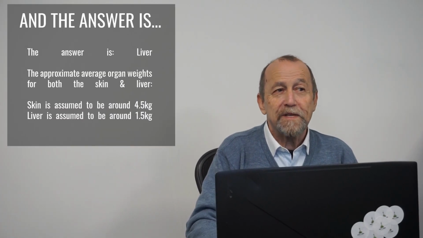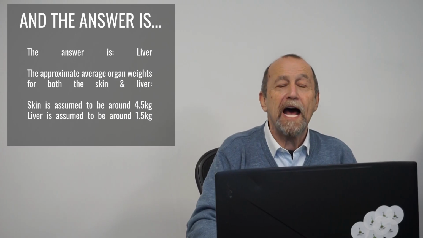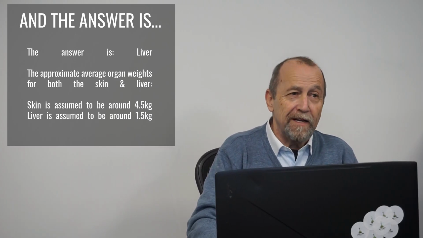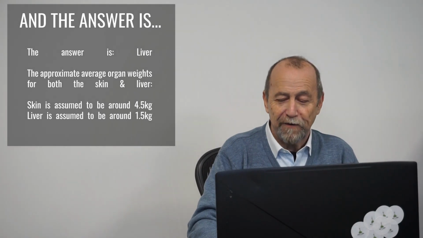And the answer is the liver. So the skin weighs about 4.5 kilograms. The liver is about 1.5 kilograms.